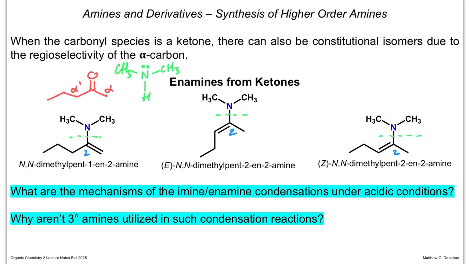So that secondary amine condensing with this, the final H of H2O can either come from alpha or alpha prime. So in the first case, we've eliminated from that alpha. The second one was from that alpha prime, and because we have these different substituents, we can get the E versus Z geometrical isomers.